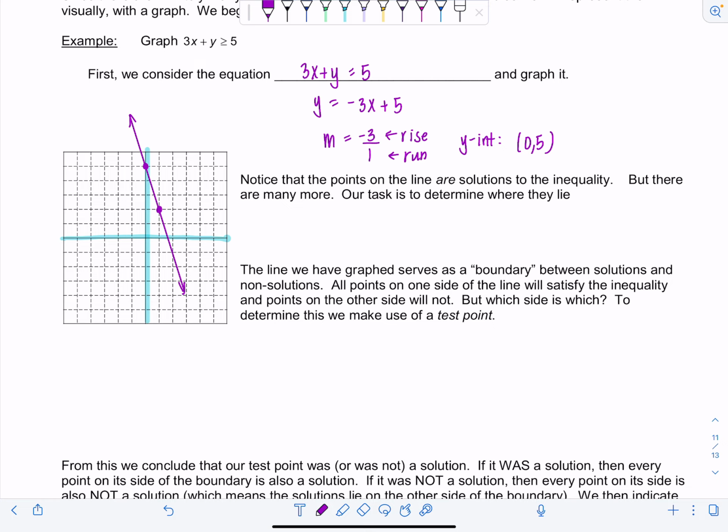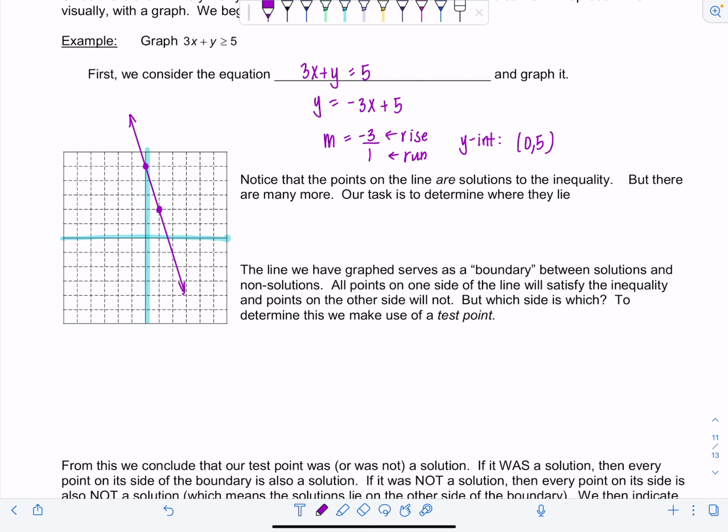Now, all of the points on this line are part of the solution set to the inequality, but there are even more. And our job is to determine where exactly these lie. The line that we just graphed right now serves as a boundary between solutions to the inequality and non-solutions. We'll talk in a second about why I just graphed a solid line. Sometimes you're going to need to graph a dashed line. We'll get to that later. But basically, the equality, the line, is the boundary between solutions and non-solutions. So all the points on one side of the line are going to satisfy the inequality, and then all of the points on the other side will not. But how do we know which side is which?